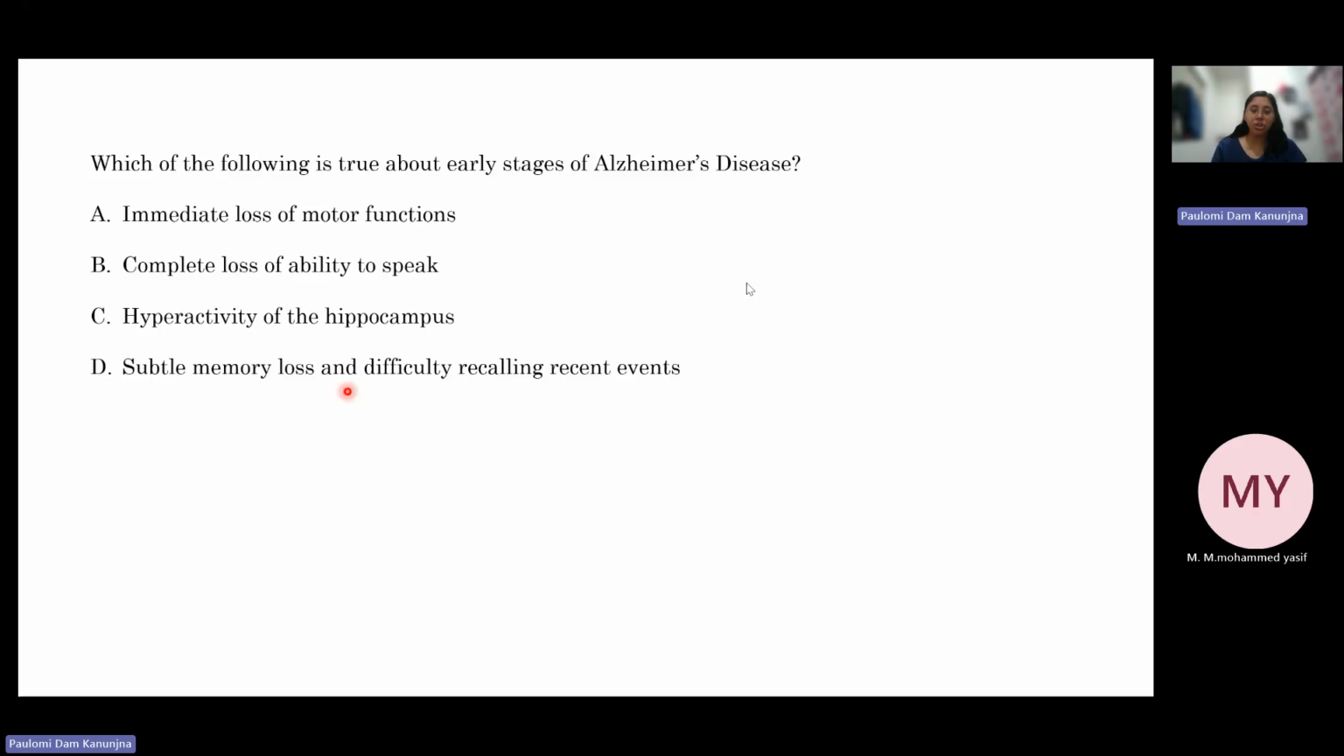You can use the chat box to type in your answers or any query that you have, because I would be on the other screen. So please use the chat box to type, or if you want to, you can unmute and say what you want to say.